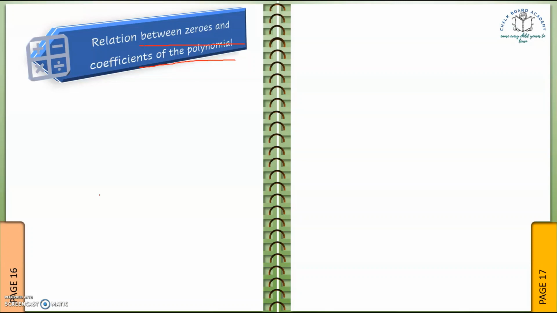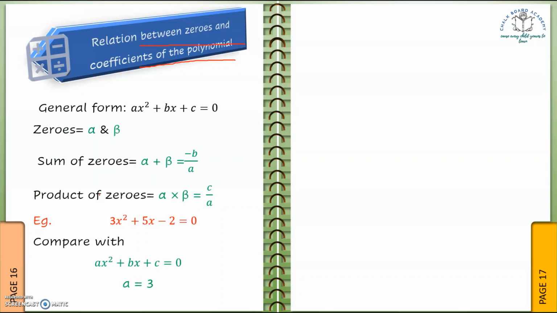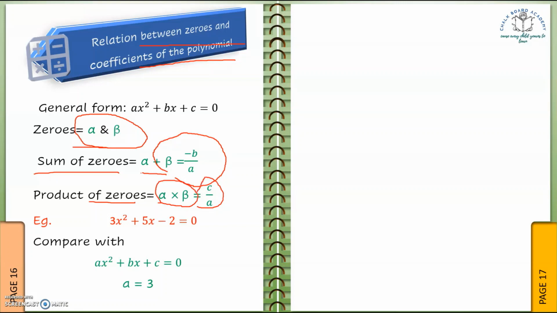So moving forward, let's understand the relationship between zeros and the coefficients of polynomials. We already know the zeros of the quadratic equation are alpha and beta, and the relationship is denoted by the sum of zeros, which is alpha plus beta, and by formula it is equal to minus b by a. Then we have the product of zeros, which is alpha into beta, and by formula it is equal to c by a. While doing questions, we will calculate alpha and beta, and then we will prove these two statements for that question.